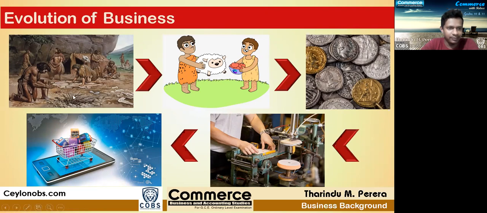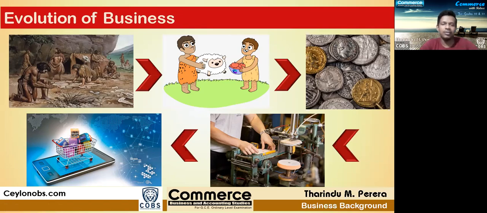The first stage was direct production. That means they fulfilled their needs and wants by themselves. They did all the work by themselves. Then they moved to the barter system. There were also some disadvantages, drawbacks. Then they moved to using coins and notes.